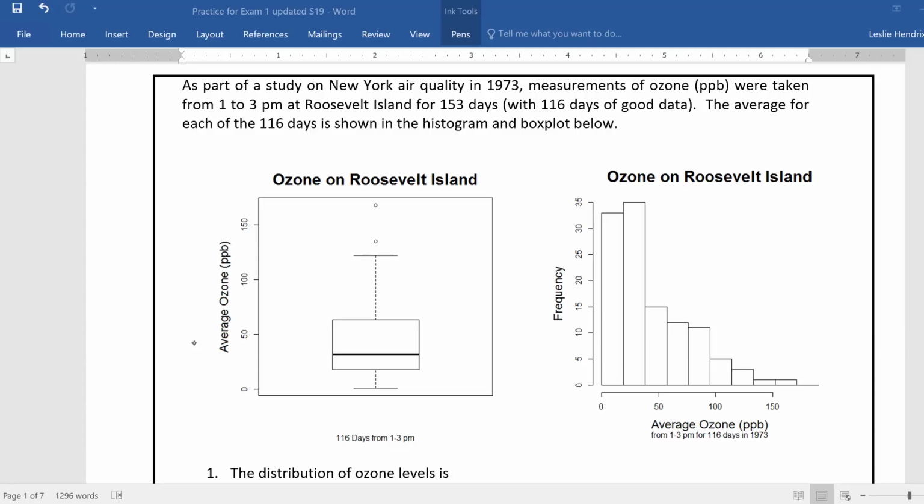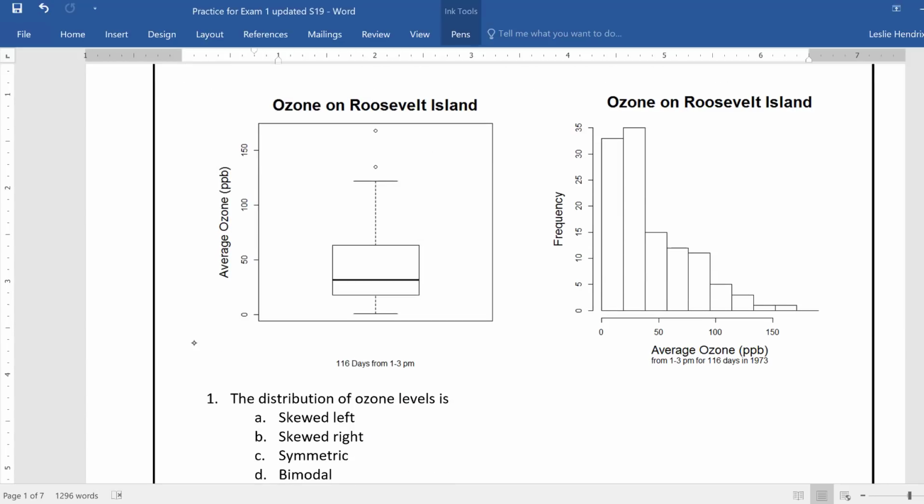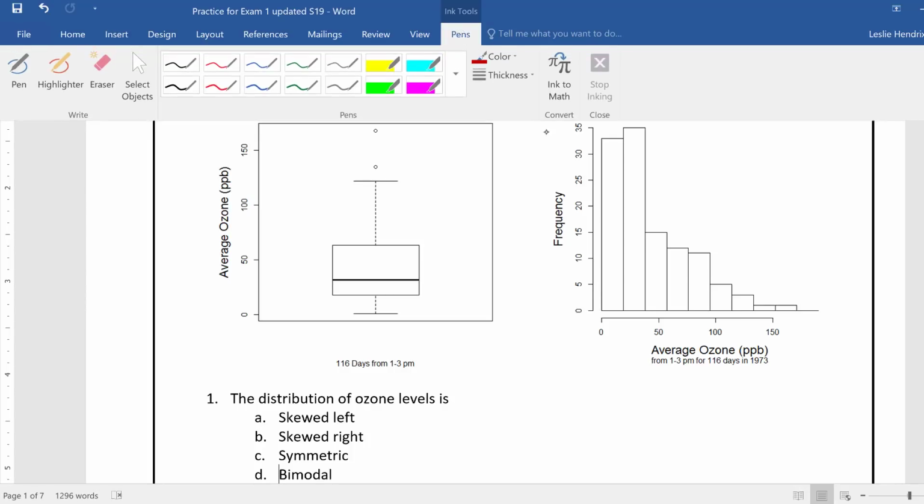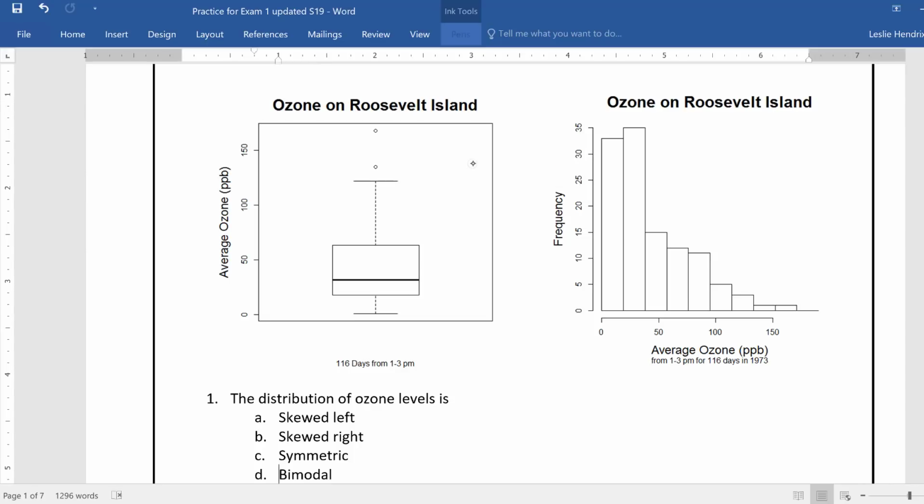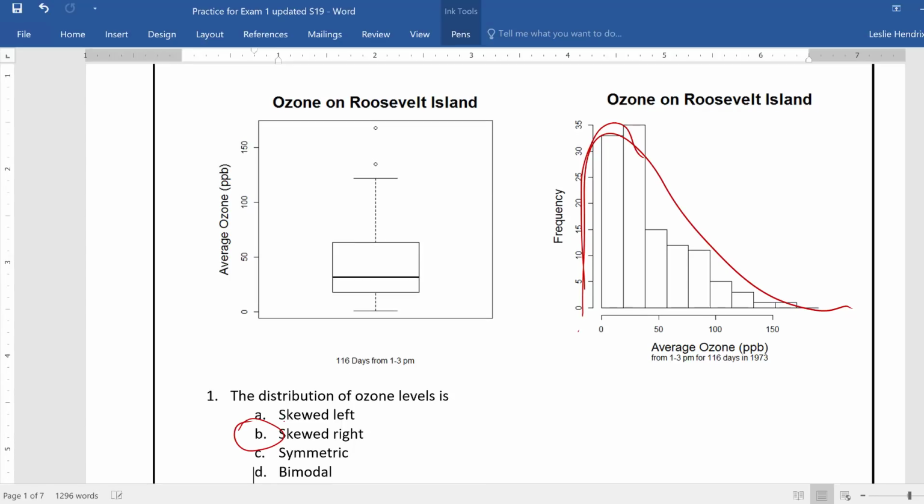So take a look at the histogram and box plot, and we want to answer what the distribution of ozone level is. So what shape is it? Remember I said you can look at which way the tail goes. So this one has a long right tail. Another way you can think of it is it looks like the right side of a normal distribution. This one's called skewed right.